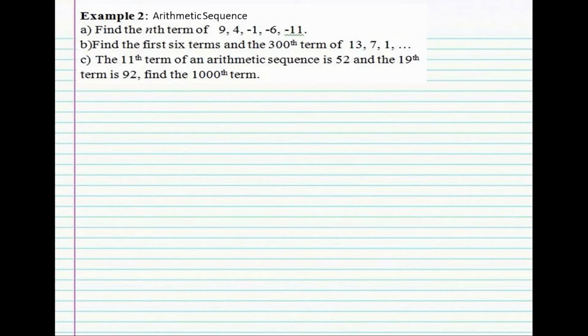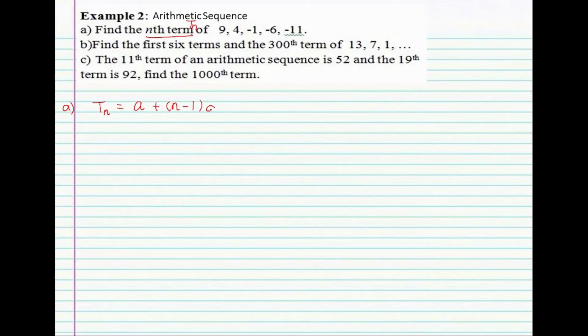Example 2, arithmetic sequence. Part A. Find the nth term of the sequence 9, 4, -1, -6, -11. The nth term means the Tn. We will apply the formula of the nth term of an arithmetic sequence, which is T sub n equals A plus (n minus 1) D.